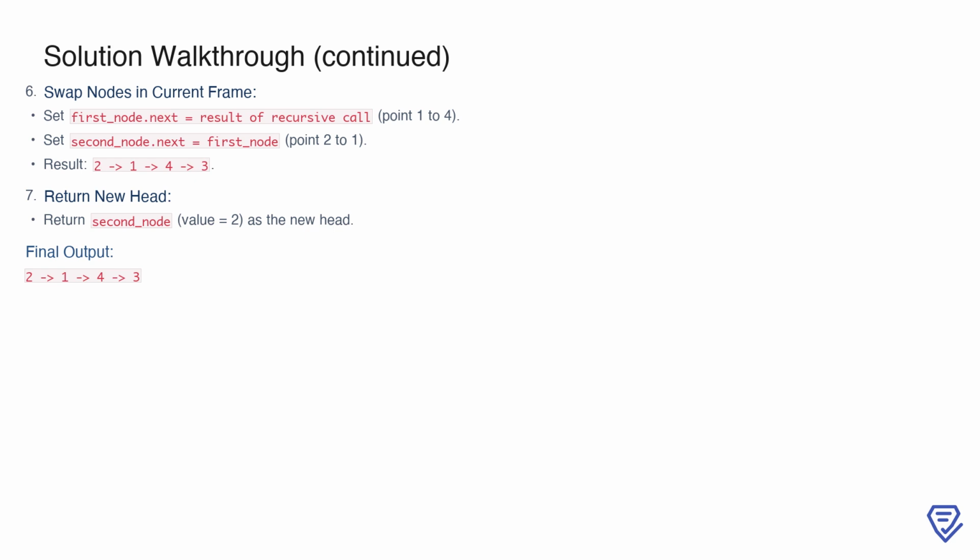The final step in this frame is to return the new head of the list, which is the second_node, with value 2. The output for this example is therefore 2-1-4-3.